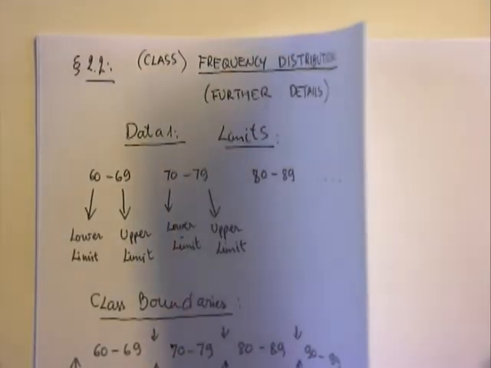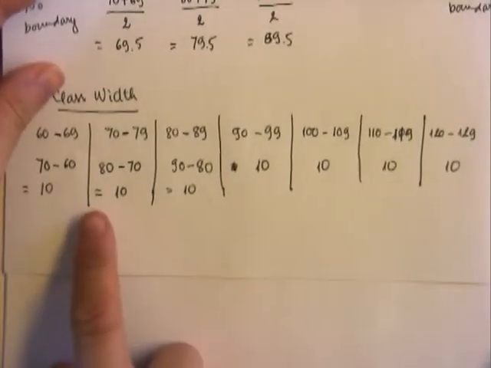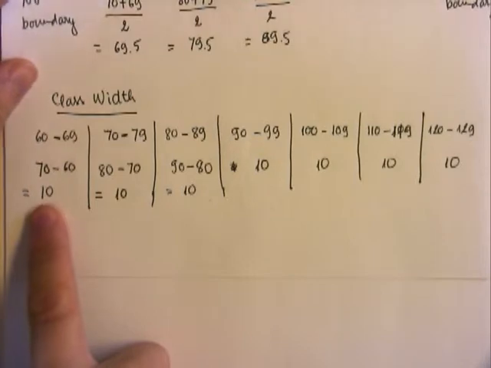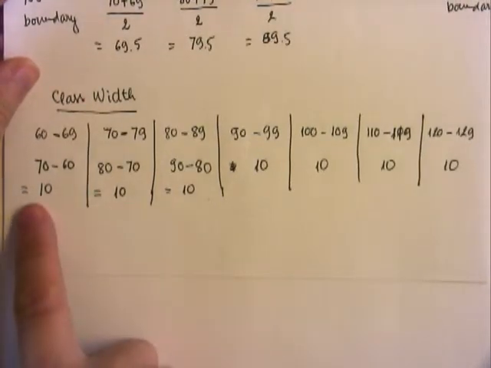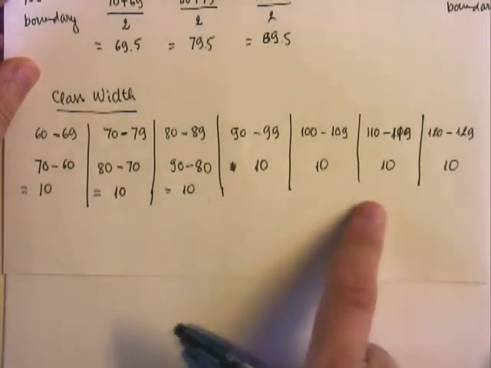Now, the last idea that I would like to mention in a class distribution, the last concern actually. If you notice from what I calculated for the class width here, you can see that every single class here has the same width, 10.